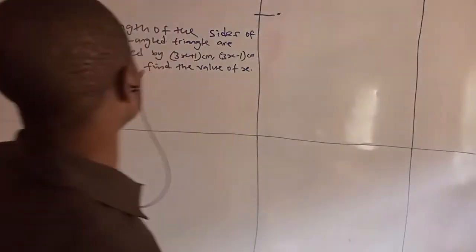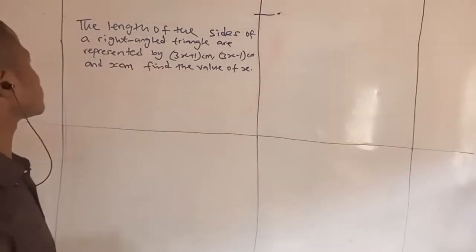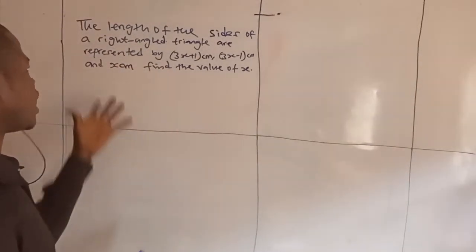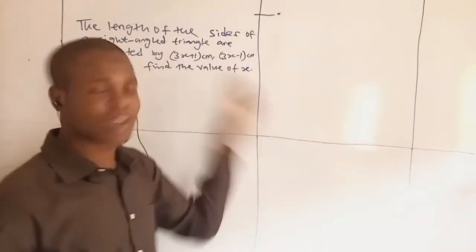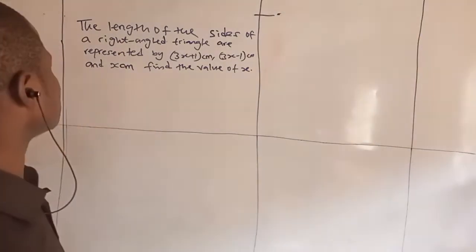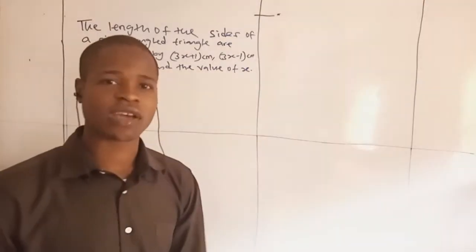Today, we will be solving this question. The lengths of the sides of a right angled triangle are represented by 3x plus 1 centimeter, 3x minus 1 centimeter, and x centimeter respectively. We are asked to find the value of x.